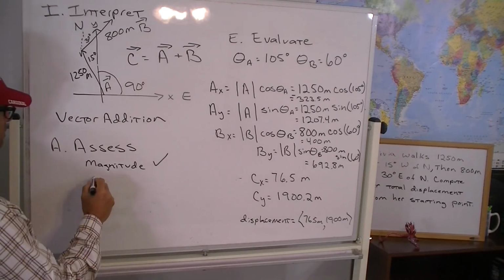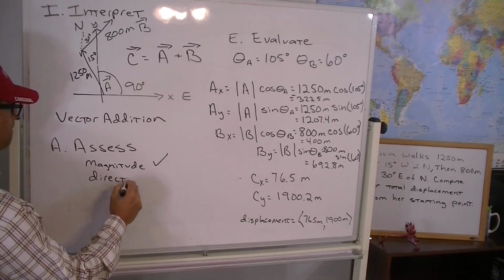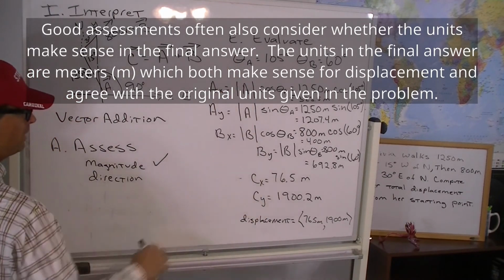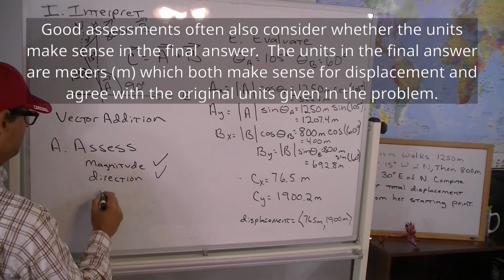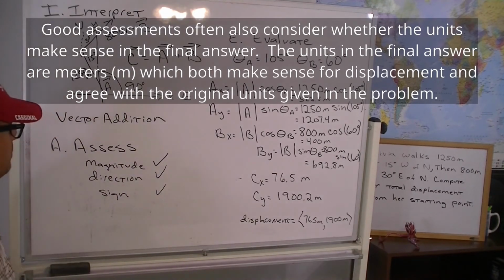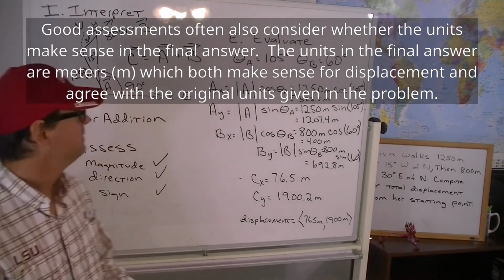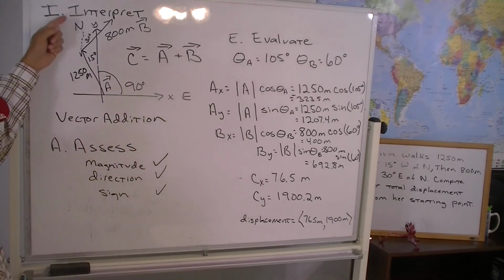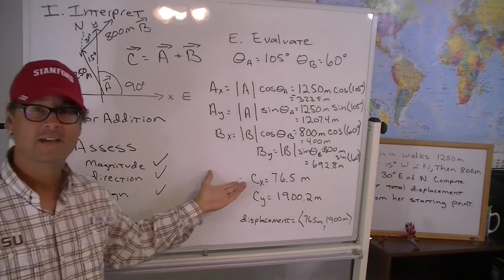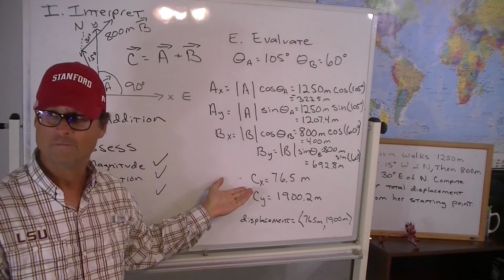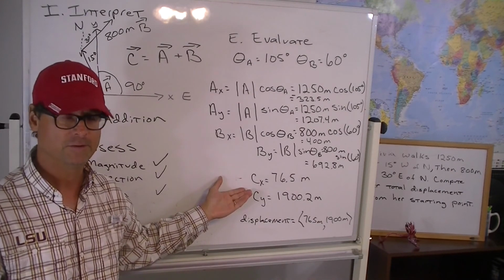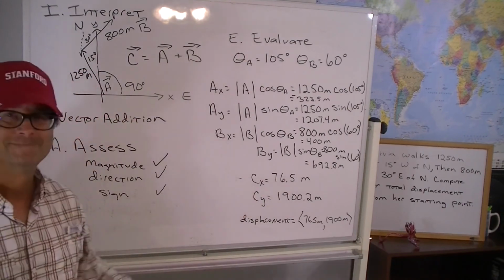And the direction, this vector is going to be up and to the right because both components end up positive, and the sign also passes our simple assessment. So that's it, the IDEA problem solving format: interpret, develop, evaluate, assess, and that's a good example of vector addition in physics. Compute components, add the components together, and take it that way.